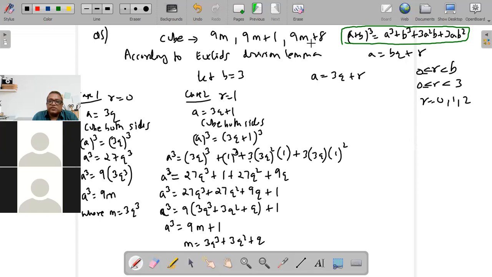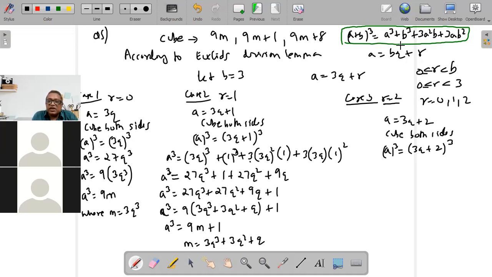अभी हमारा एक और केस रह गया है, उससे हम 9m plus 8 लाएंगे. So case 3, r is equal to 2, a will become 3q plus 2. I'm going to cube both sides. So a whole cube is equal to (3q plus 2) whole cube.